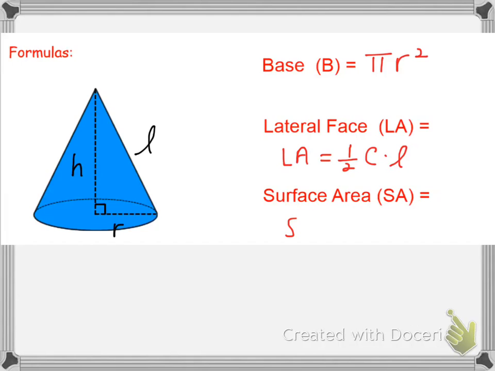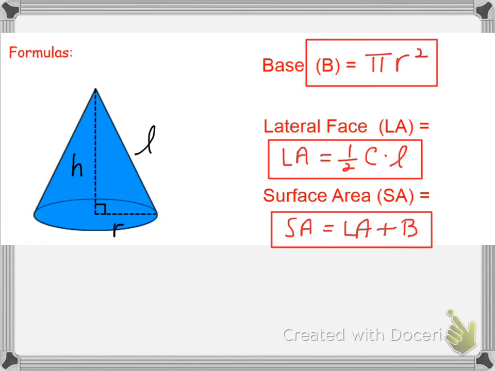Now for your surface area, since we only have one base, we're only going to add one base to your lateral area. So here are your formulas. We want to make sure to put those on your formula sheet. So the area of your base is pi radius squared. Your lateral area is half of your circumference times your slant height. And surface area is your lateral area plus one of your bases.